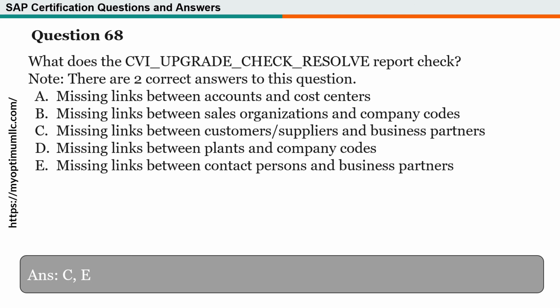Question 68. What does the CVI_upgrade_check_resolve report check? Note, there are two correct answers to this question. A. Missing links between accounts and cost centers. B. Missing links between sales organizations and company codes. C. Missing links between customers/suppliers and business partners. D. Missing links between plants and company codes. E. Missing links between contact persons and business partners.